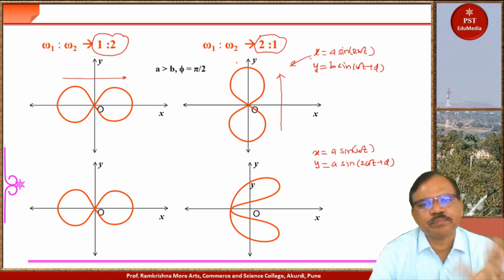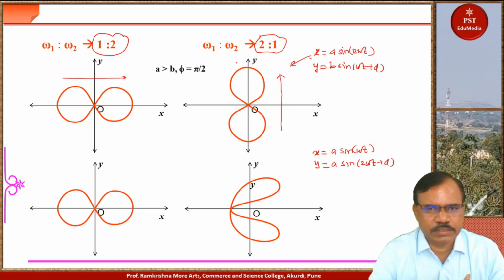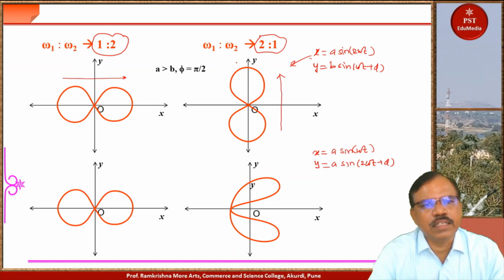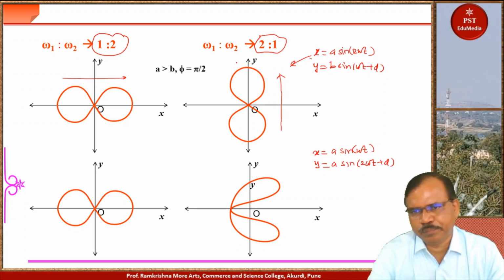So these are some paths depending upon phase difference. If you take frequency ratio 1:3 or 3:1, you will get 3 loops, and 4 loops if the frequency ratio is 1:4 or 4:1, and so on.